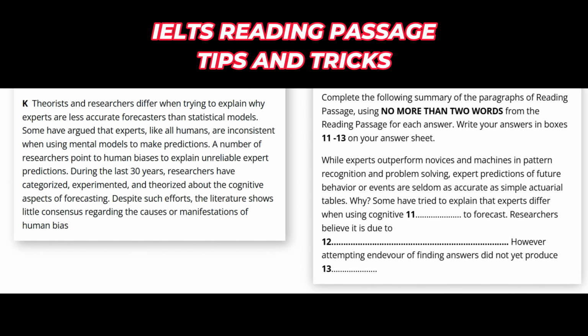All good. During the last 30 years, researchers have categorized, experimented, and theorized about the cognitive aspects. So you can see the word cognitive is also there, aspects of forecasting. So when you compare these three or four words with the questions, you can see cognitive is there, all good, and you may think aspects will be the right answer. Cognitive aspects to forecast. No. So you have to check after the blank as well. Which one is the suitable one? So if I am putting models "to", then that's okay.